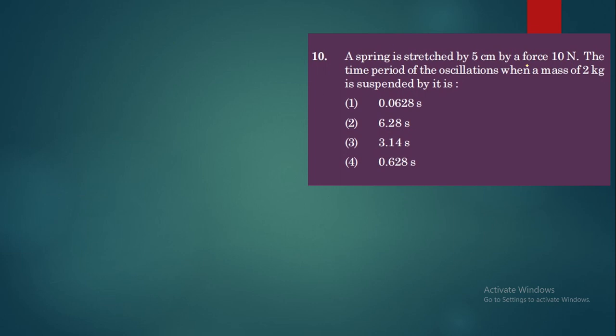So here in this question, there is a spring which is stretched by 5 centimeters from its natural length with the help of a force of 10 Newton. And then we have to calculate the time period of oscillation when a mass of 2 kg is suspended by it. So let's say this is the spring and this is the mass. Okay, and this mass is equal to 2 kg.